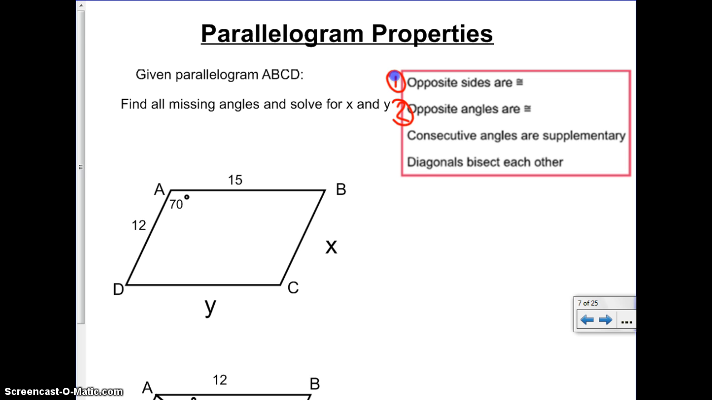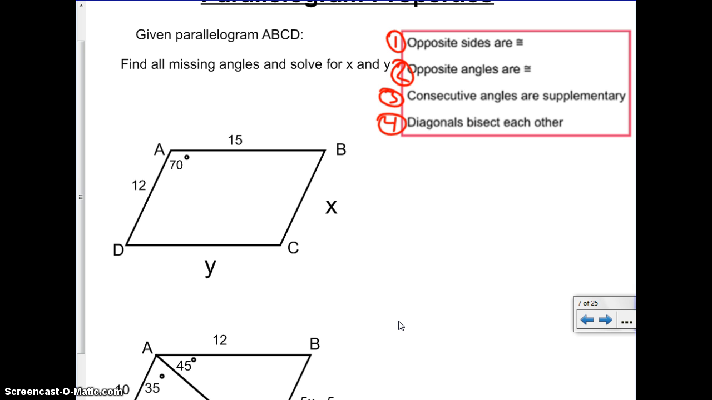Number two, opposite angles are congruent. Number three, consecutive angles are supplementary. If you remember, consecutive means they're right next to each other, and supplementary means they add up to 180. And this fourth one is the diagonals bisect each other. And so we're going to use all of these properties to solve our questions.